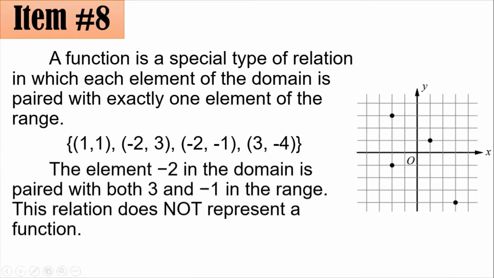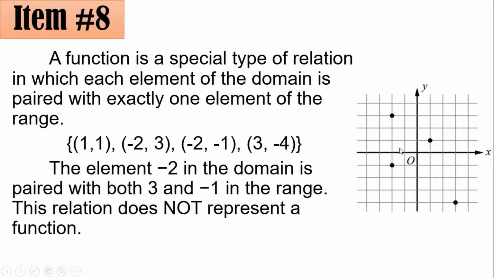You could actually see from here, especially for these two points, that the element negative 2 in the domain is paired with both 3 and negative 1 in the range. And since there are two values that are mapped with exactly one x, it violates the definition of a function. Thus, this relation does not represent a function, so it is no, letter B.